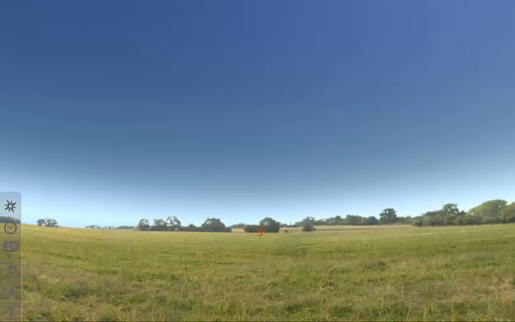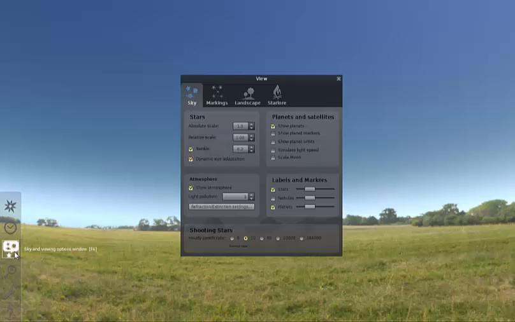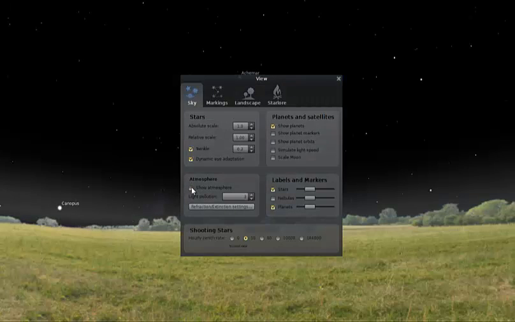All right, the next thing we're going to do is change these settings down here. So here's the settings button. We're going to take out the atmosphere. It's on this first screen, so it's just dark no matter what time of the day it is. We're going to show the planet markers so we can see their little names.